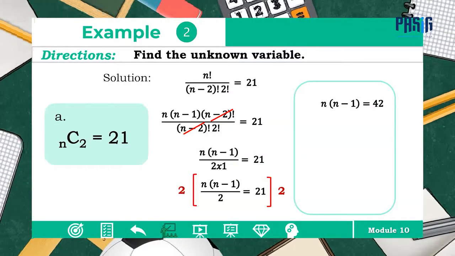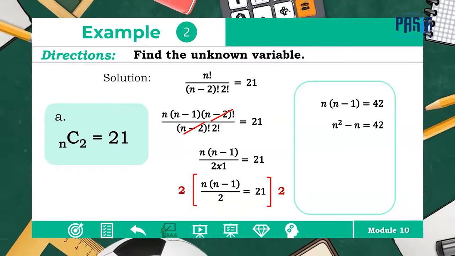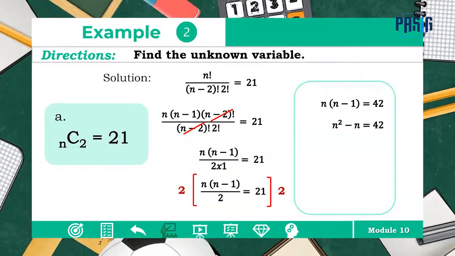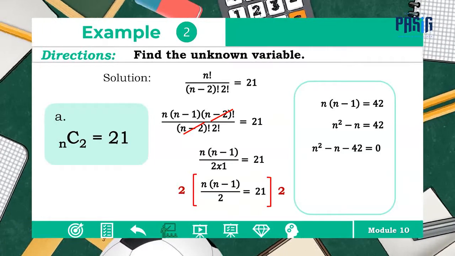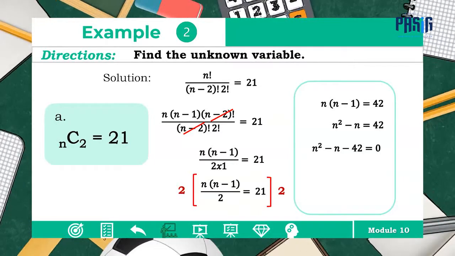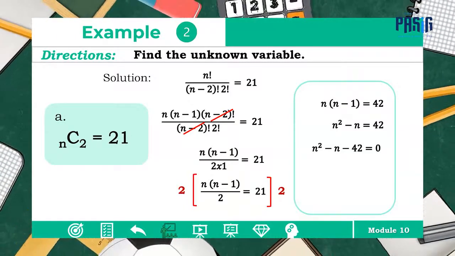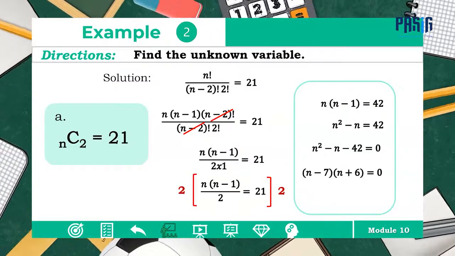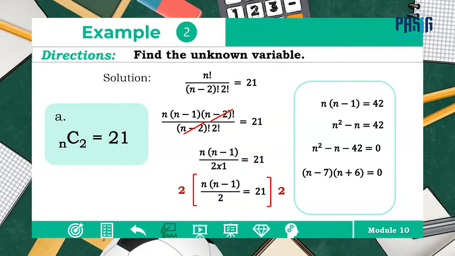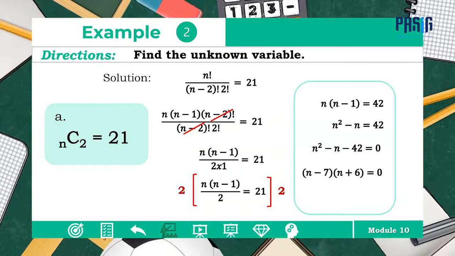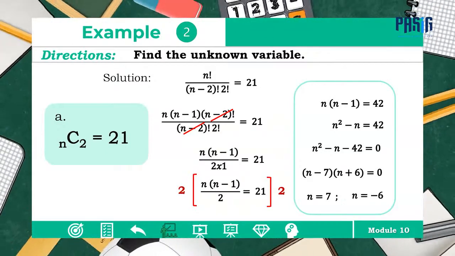Applying the distributive property of multiplication, the equation becomes n squared minus n equals 42. Equating this quadratic equation to 0 is equal to n squared minus n minus 42 equals 0. Solving for n, let us try to factor this. And the factors are n minus 7 times the quantity of n plus 6 equals 0. Equating each factor to 0, then solve for n. So n is equal to 7 and n is equal to negative 6.